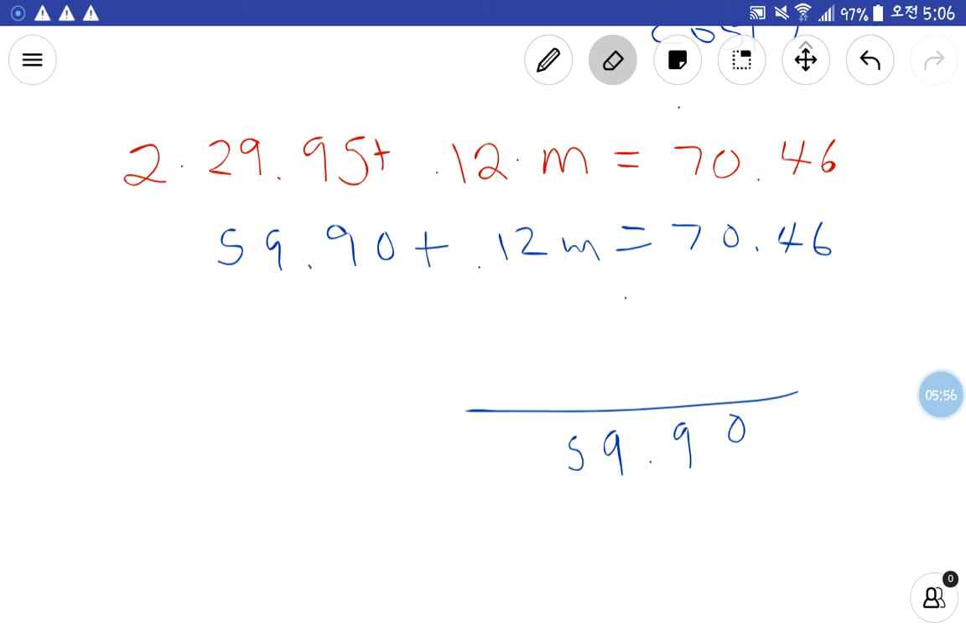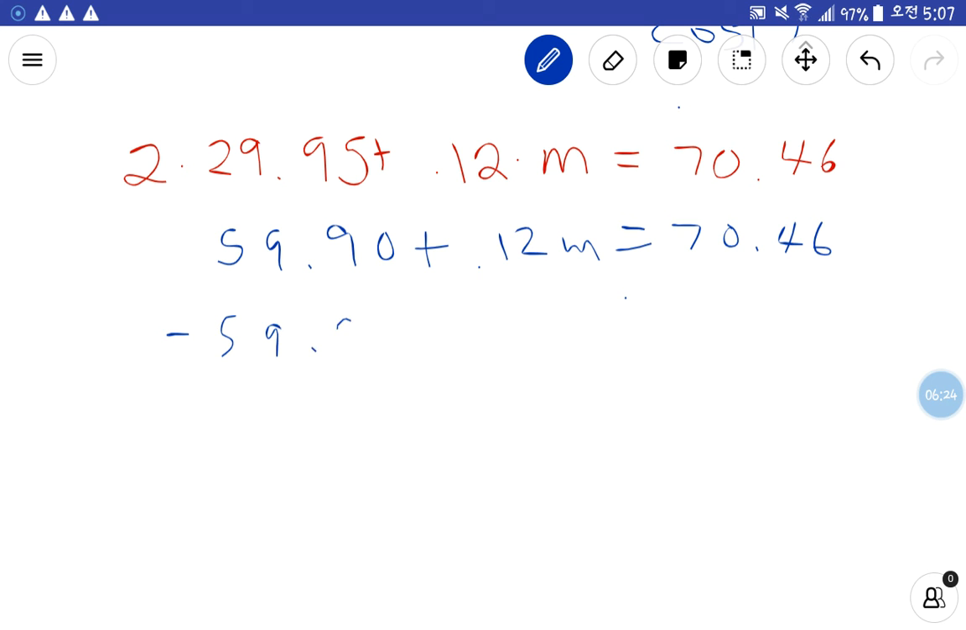Your book gets rid of the 0 because they take off the dollar sign, but you don't really have to erase the 0 at this time because we already know that it is money. After that you can get rid of it if you want to, but it's not really necessary, so it's totally up to you. So now I'm going to keep my 0 at the end, and I'm going to take $59.90 from there, and I have 12 cents, which is 0.12 times m, equals $70.46.